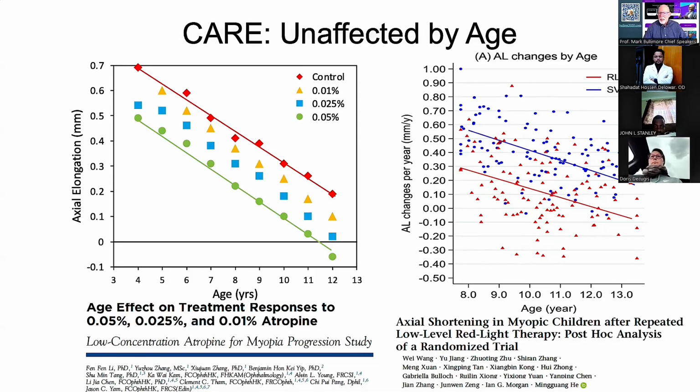On the right, there's a randomized clinical trial of red light therapy, and the authors have done the same thing here. They've plotted axial length changes as a function of age, and you can see that for both the red light and the single vision spectacle control condition, the lines are parallel.